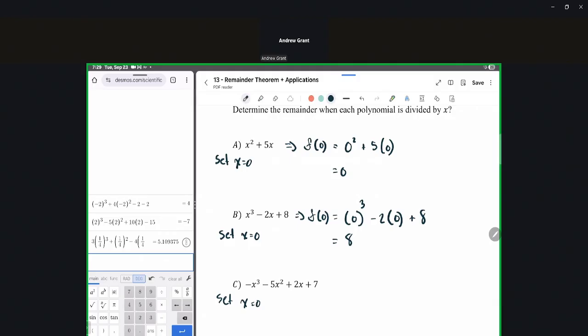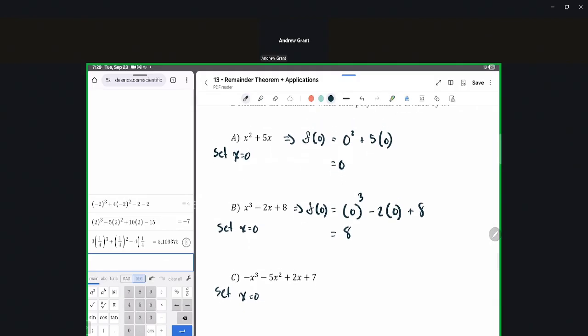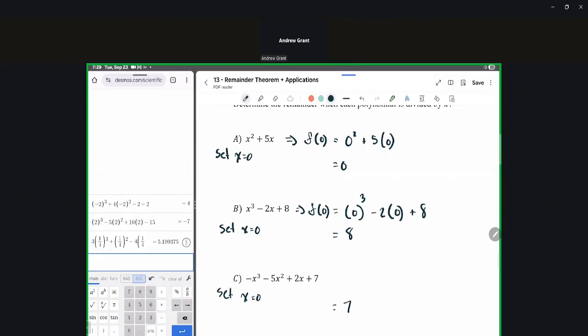You might notice a pattern with these fairly quickly. If you're dividing by x, that means you're going to end up with a constant at the end. So without looking, I know that my answer for this is going to be 7, but let's confirm this is the case. So we're having a look at f of 0, and the cubic in question is negative x to the power of 3 minus 5x squared plus 2x plus 7. So this will be negative 0 to the power of 3 minus 5 times 0 squared plus 2 times 0 plus 7. And sure enough, that's going to give us 7.